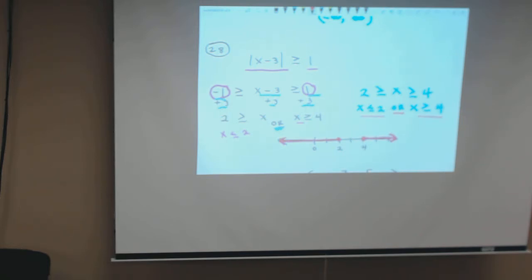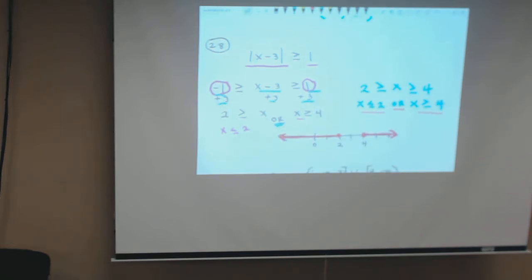Everybody follow what's going on? When it's greater than, it's going to be or. When it's less than, it's going to be and. It's between this number and that other number.